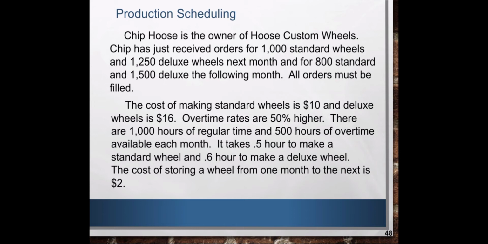The cost of making standard wheels is $10 and deluxe wheels is $16. Overtime rates are 50% higher. There are 1,000 hours of regular time and 500 hours of overtime available each month. It takes 0.5 hour to make a standard wheel and 0.6 hour to make a deluxe wheel. The cost of storing a wheel from 1 month to the next is $2.